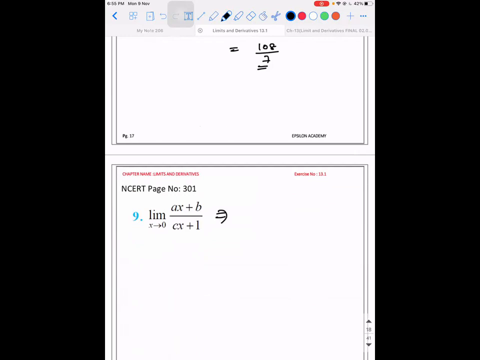Ninth one is very easy, guys. So x tends to 0. a into 0 plus b divided by c into 0 plus 1. Answer is b. Right?